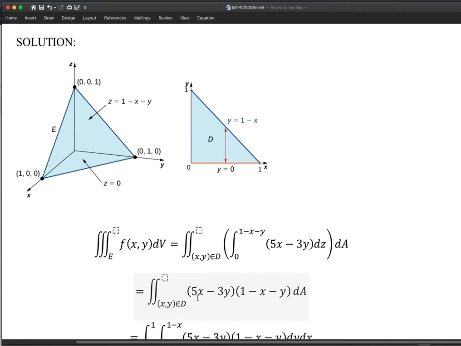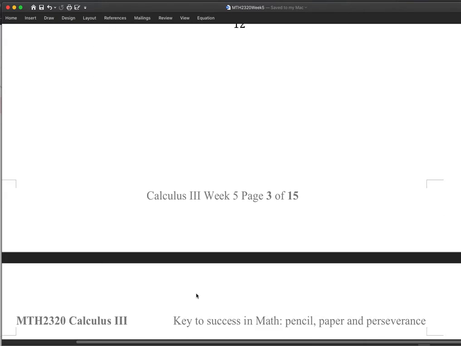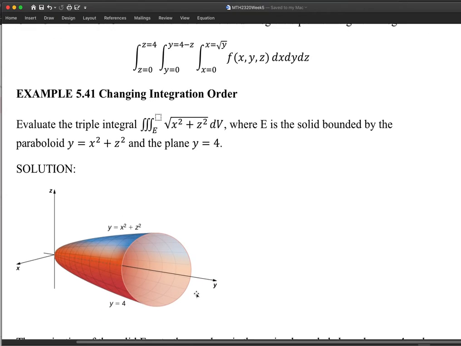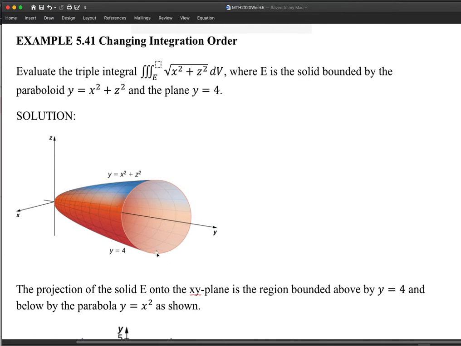So the next example I'm doing here is still from the textbook. I'm talking about example 5.41, I'm sorry. We are evaluating a triple integral of this thing. And the solid is bounded by the paraboloid and up to the plane y = 4. It's from this lower portion, everything inside the paraboloid surface goes up to y = 4.